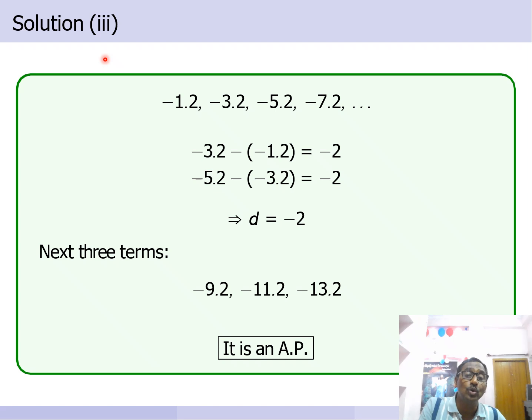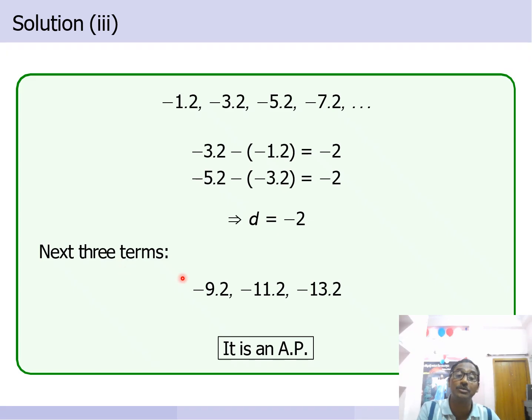Next, the solution for the third one: minus 1.2, minus 3.2, minus 5.2, minus 7.2 and so on. These are the terms given. So I am finding the common difference. A2 minus A1, I am getting minus 2. Next, A3 minus A2, I am getting minus 2. Next, A4 minus A3, I get minus 2. So the common difference is minus 2.